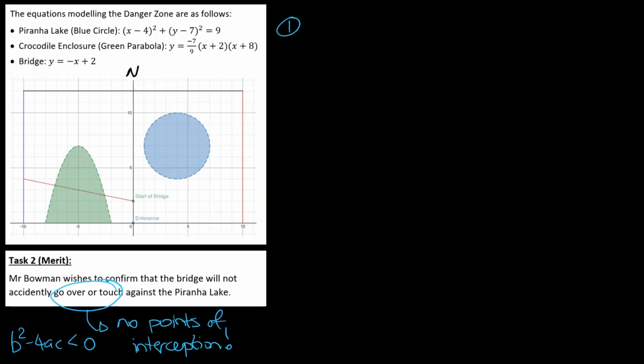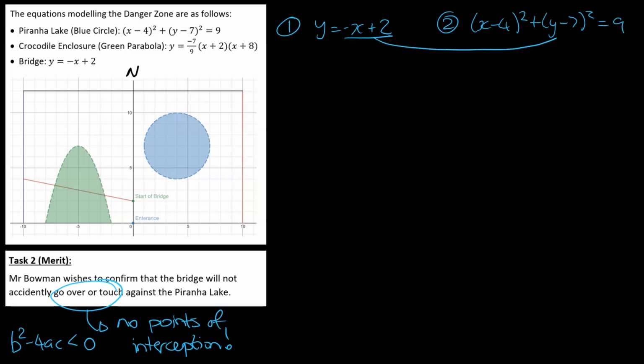So we need to use all that information to get to what we're looking for. So I guess the first step, let's write down the equations we're dealing with. So we're dealing with the bridge because we're trying to confirm that the bridge doesn't go over the lake. And the second equation is the Piranha Lake equation, which is (x minus 4) all squared plus (y minus 7) all squared, and that is equal to 9. Like we did in the previous question, we've got a y. So what that means is we're going to be substituting that value into our equation. That'll give x as the only variable, and we can go through and solve for x, or at least come up with an equation of x anyway. So let's get into that.